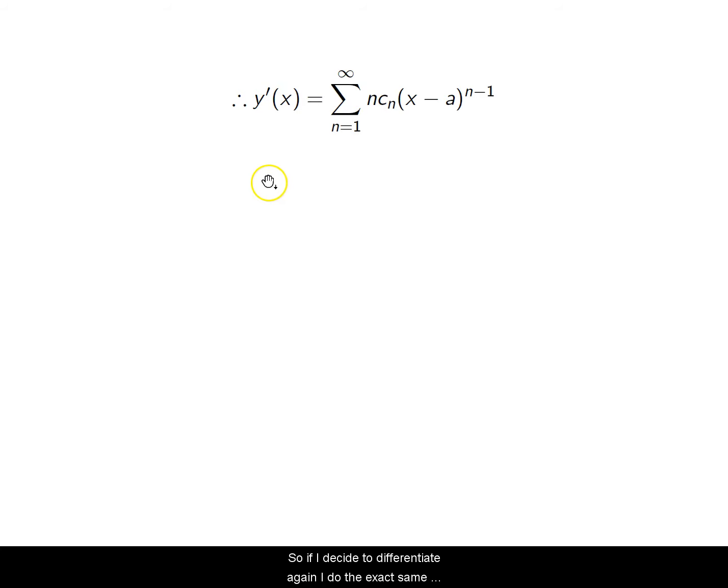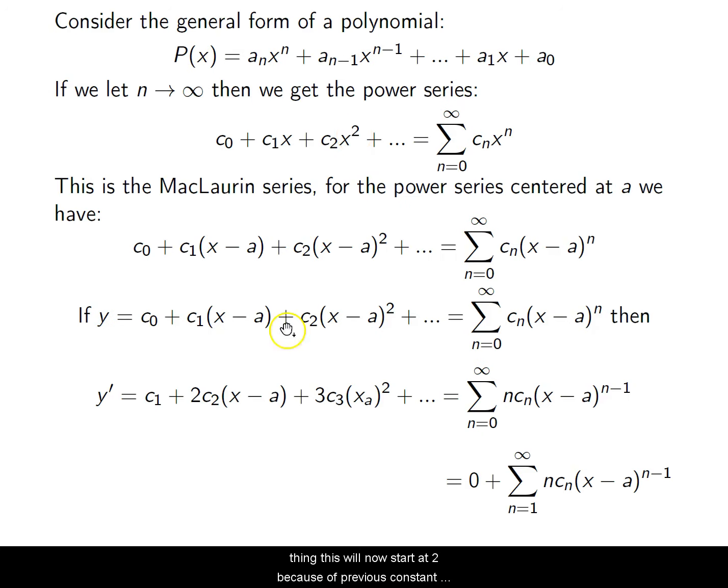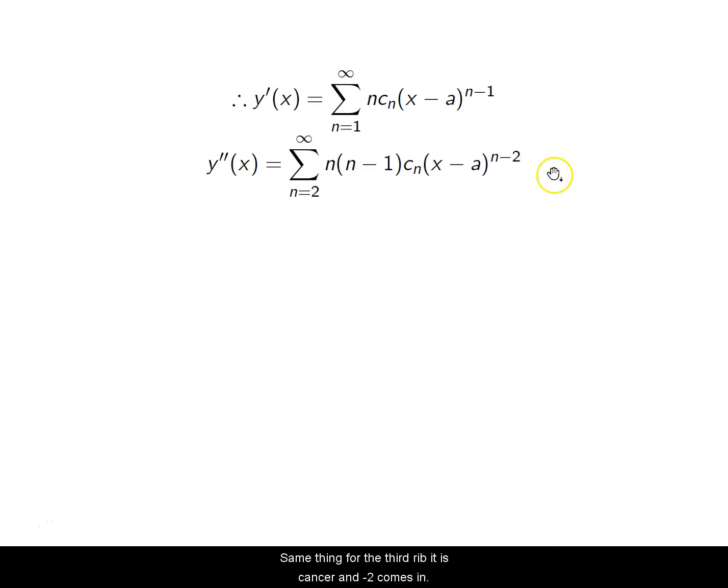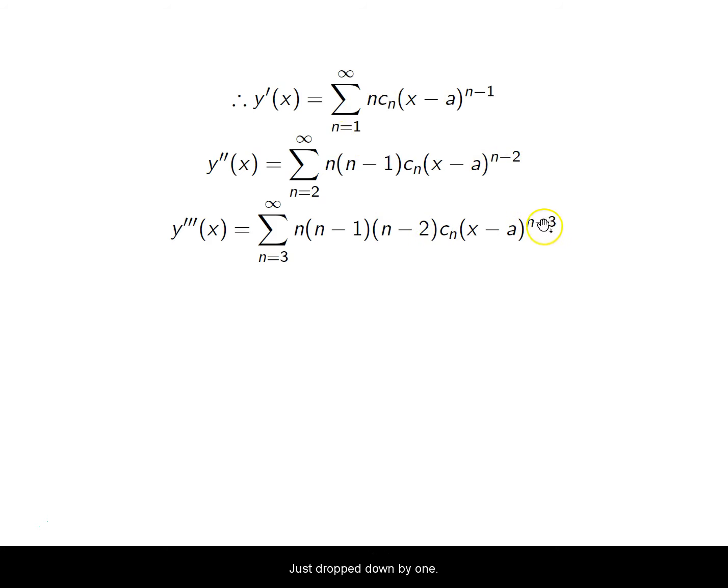If I decide to differentiate again, I do the exact same thing. This will now start at 2 because the previous constant term will drop off. This n minus 1 will come down and multiply, and this power will reduce by 1. Same thing for the third derivative: the n minus 2 comes in, this drops down by 1, and so forth for however many derivatives I want to take.